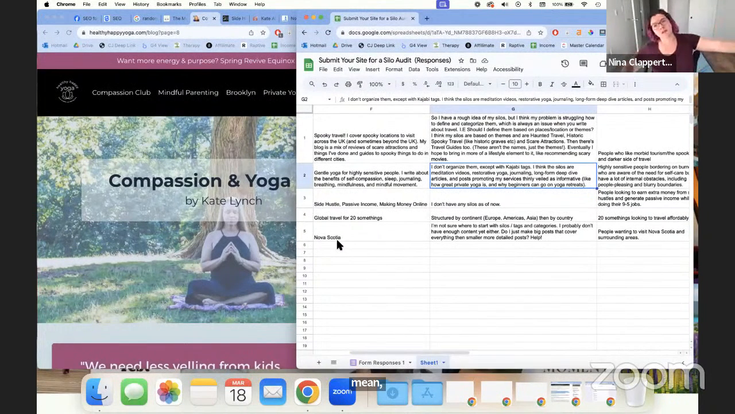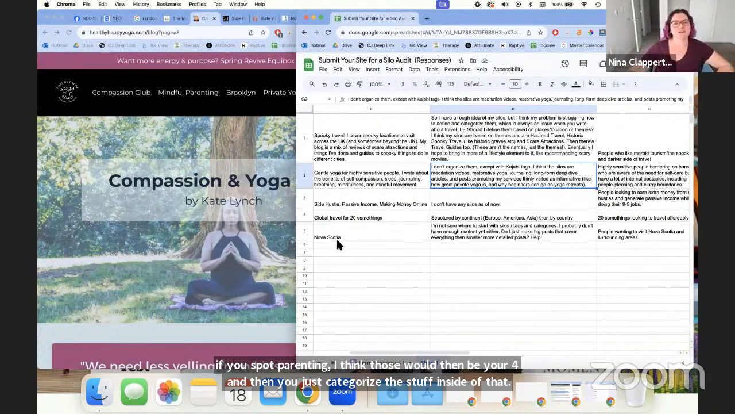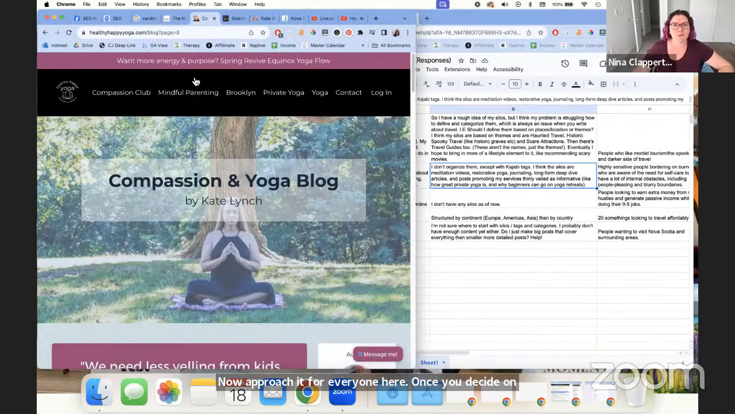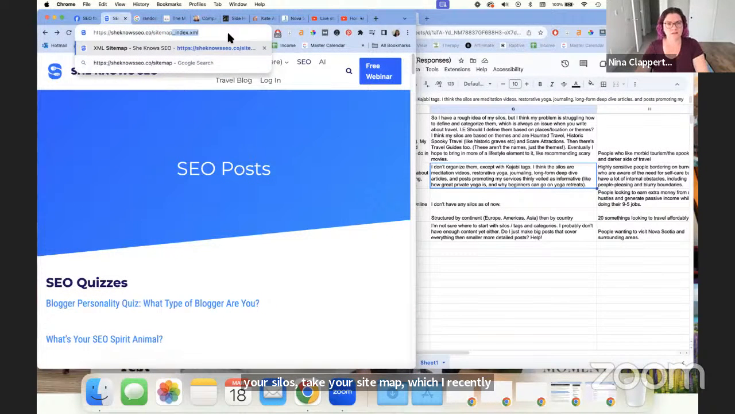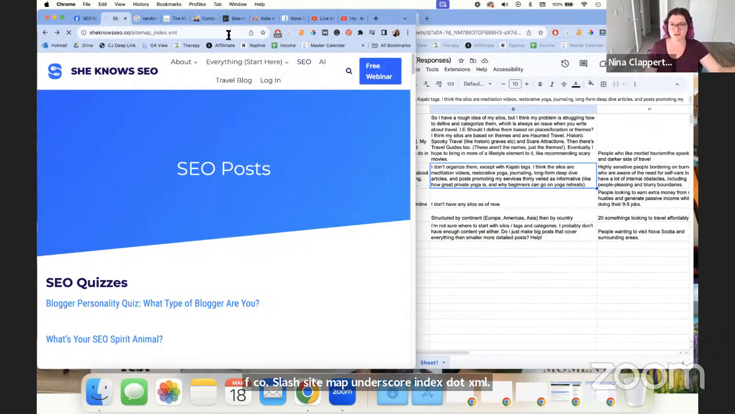Now, a pro tip for everyone here, once you decide on your silos, take your sitemap, which I recently learned, which I should have known beforehand, is usually sitemap_index.xml. So it's going to be your domain name, shenowseo.co/sitemap_index.xml.